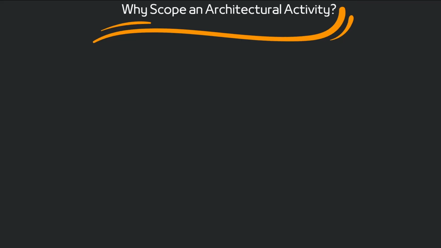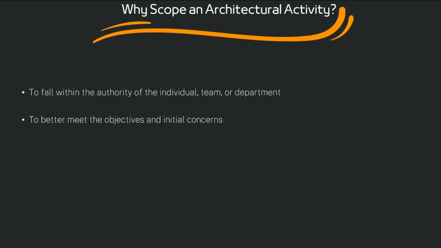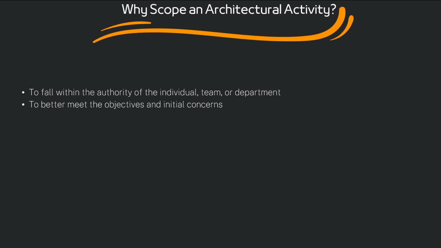Why would you scope an architecture activity? Well, sometimes we have to fall within the authority of the individual team or department that's asking for the work. We might have to change the scope so that we can meet their particular level of authority and their particular level of influence. Other times, we might want to scope our architectural activity because we want to better meet the objectives and the initial concerns that were laid out by the stakeholders.